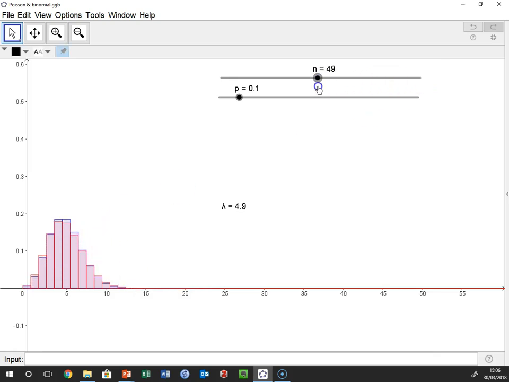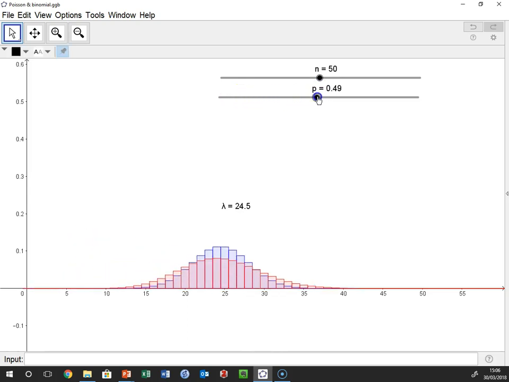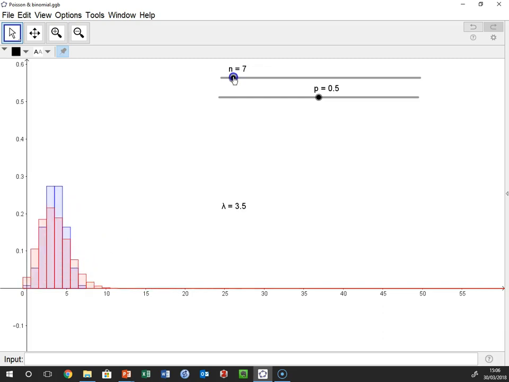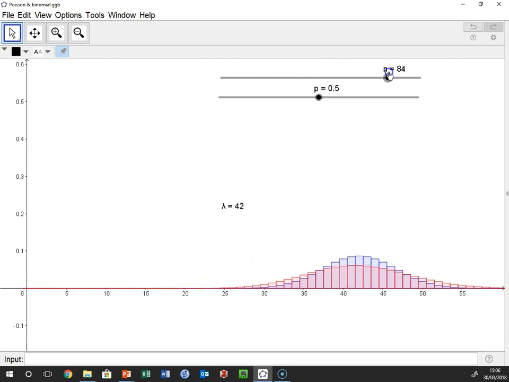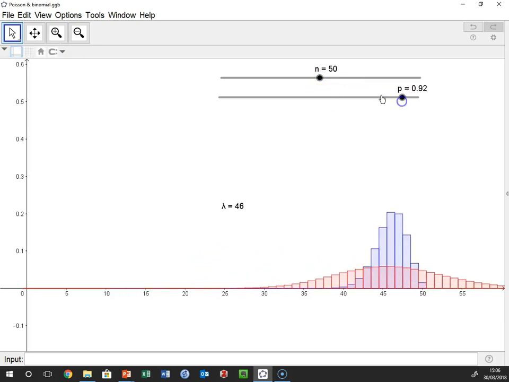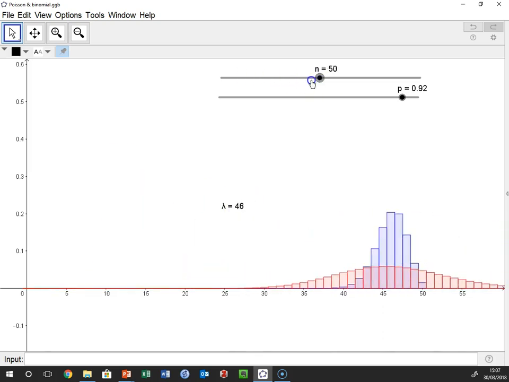If I put it back to 50 and then put the probability up to 0.5, you can see that the error bars are considerably bigger. And if I make it smaller, the error bars get ever bigger. If I make it bigger, they start to even out, but still it's not a particularly good approximation. If I make p very big, it's a terrible approximation. Not for any value of n are we getting a good approximation.